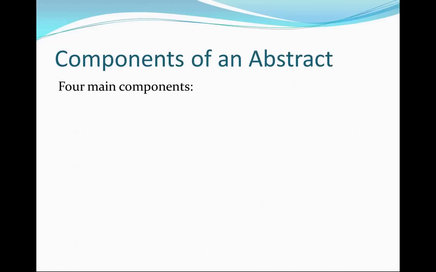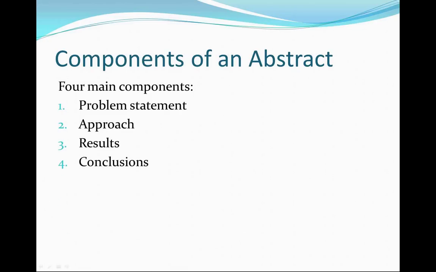So there are 4 main components to an abstract. The first component is the problem statement. The second is the approach. The third are the results. And the fourth are the conclusions. So I'm going to step through each of these and then give you some examples. My examples, I should point out, are just one-sentence examples, but really, you can be creative about how much to say about each of these 4 components. They don't each have to just be one sentence. They could each be a little bitty paragraph if that's what you wanted.